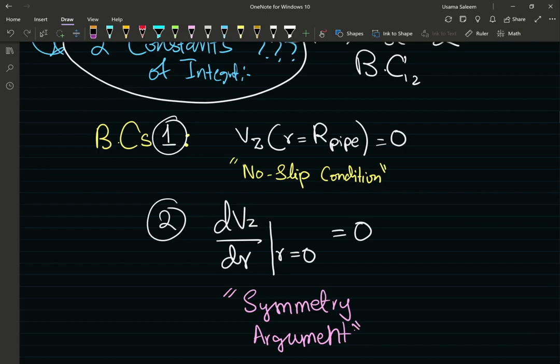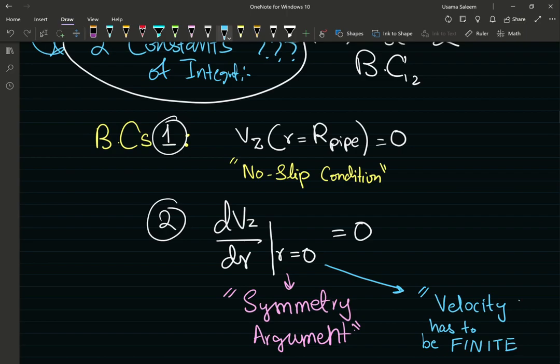In other textbooks, like I'm following Bird, Stewart, and Lightfoot, but in some other textbooks, the reasoning that they're going to present is that velocity has to be finite. Velocity has to be finite. What does that mean? Well, those are topics for discussion in a separate video.